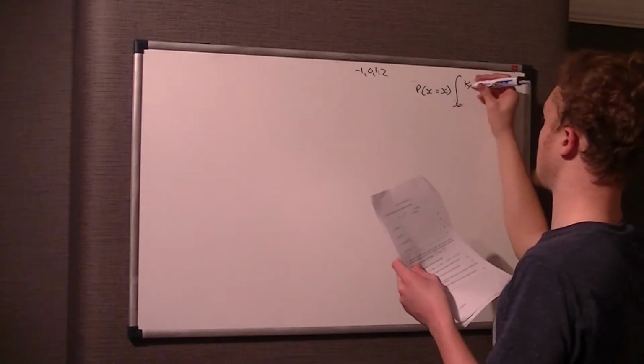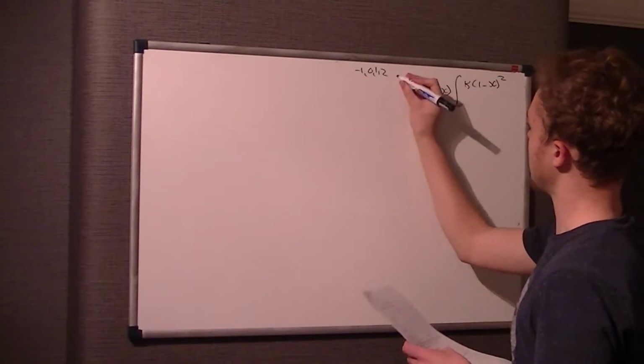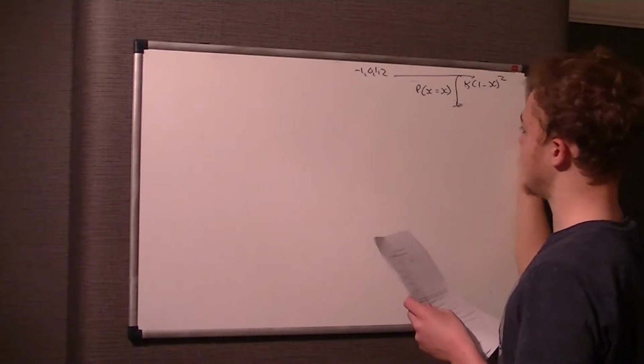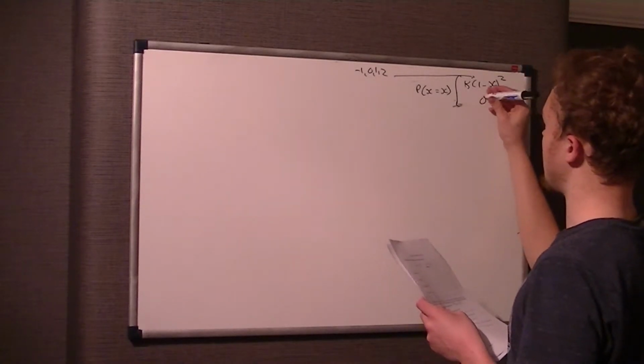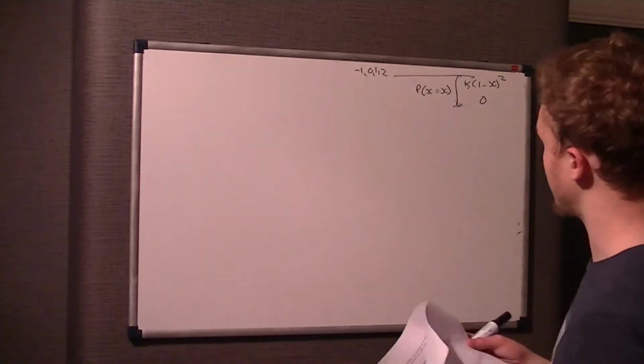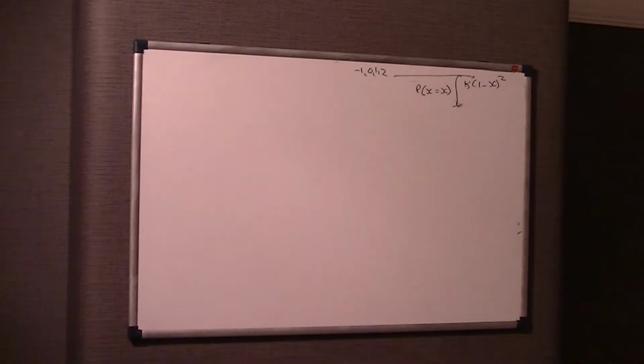It is k(1 - x) squared. That is for the first step, and for anything else, the probability is 0. So obviously we're just counting them between -1 and 2, because otherwise we've got no probability function, the probability is 0. So it can't be anything else.